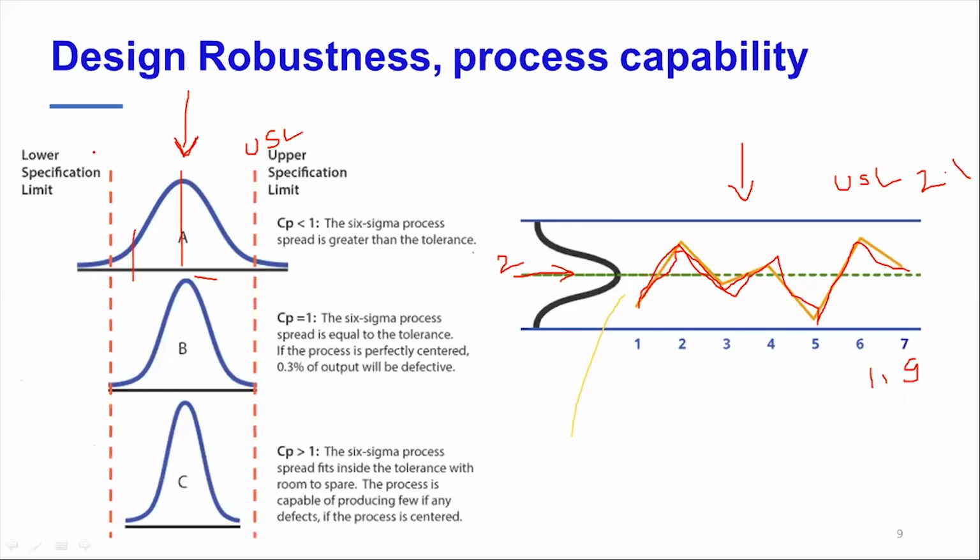Okay, and this is your lower spec limit. So there are components for which the thickness is more than the upper spec limit. Is this accepted? No, it is not accepted. Here there are components for which the thickness is less than 1.9 mm. Are they accepted? No. So is this process really good?